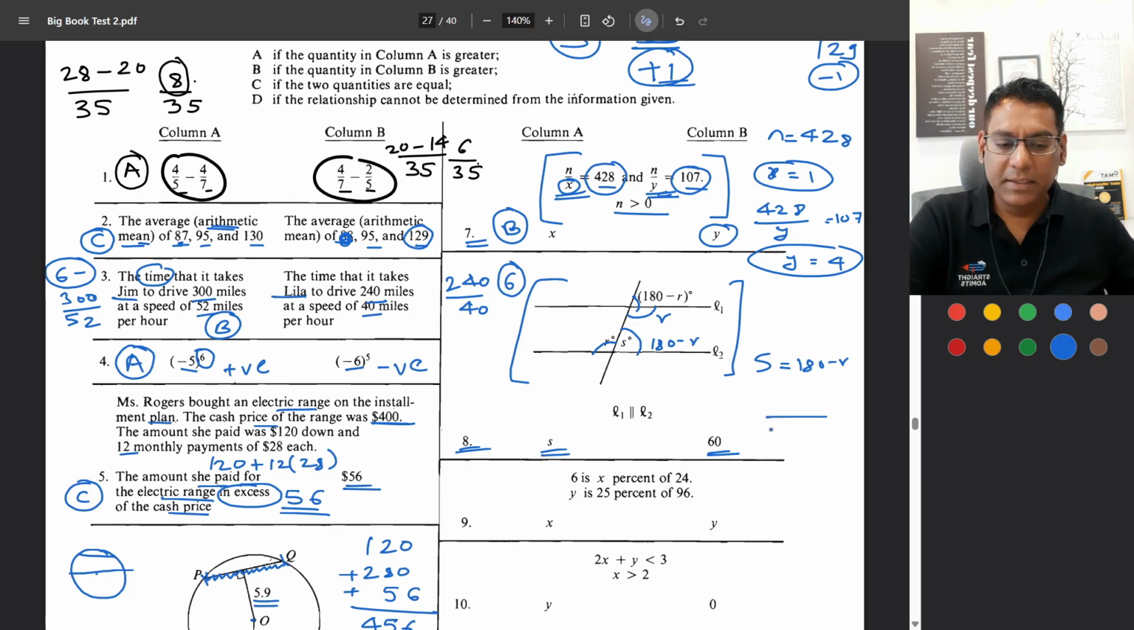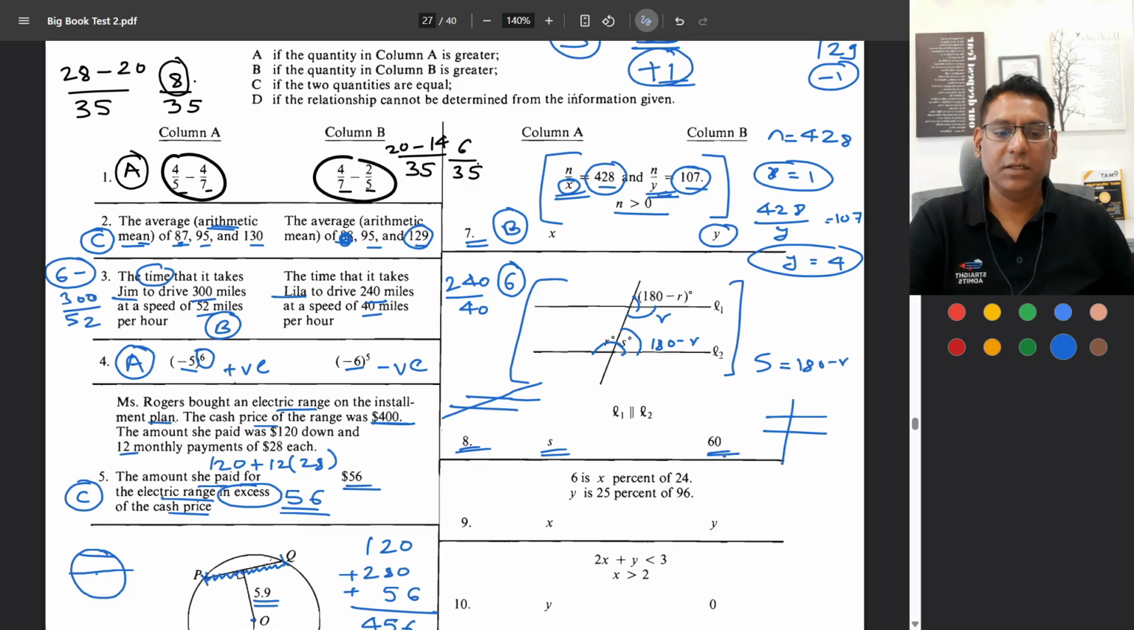So it could be like this. Let's say all angles are 90 degrees only. In that case, S is bigger because S is 90. Or it could be like this. The diagram could also be like a very slanting line where S is, let's say, 10 degrees. In that case, obviously 60 is bigger. I'm not able to determine, so the answer is D. It could be in any direction. It could be bigger or it could be smaller also.